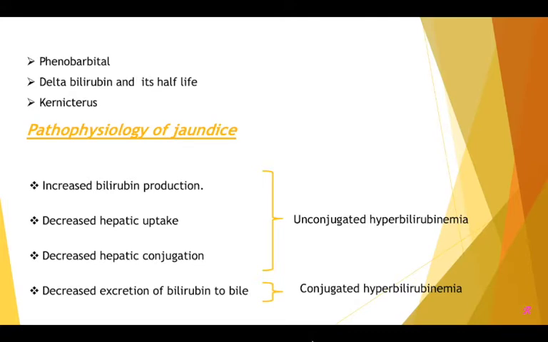So then also there will be unconjugated hyperbilirubinemia. So in these three cases, it will be unconjugated hyperbilirubinemia. In the last one, that is decreased excretion of bile. In the obstruction case, what is happening? The conjugation has taken place, so now it has become conjugated bilirubin. From that step, the liver is not excreting the bile to the intestine, so it will be conjugated hyperbilirubinemia happening. So those are the main four causes of jaundice.